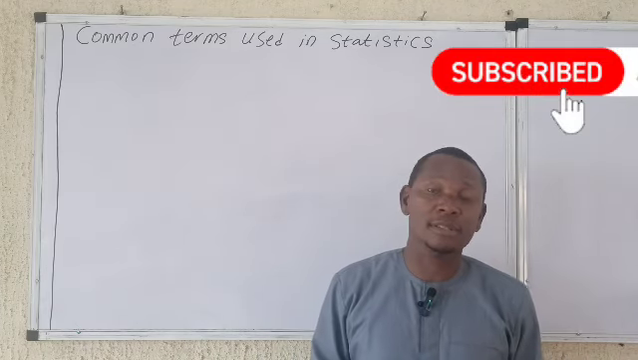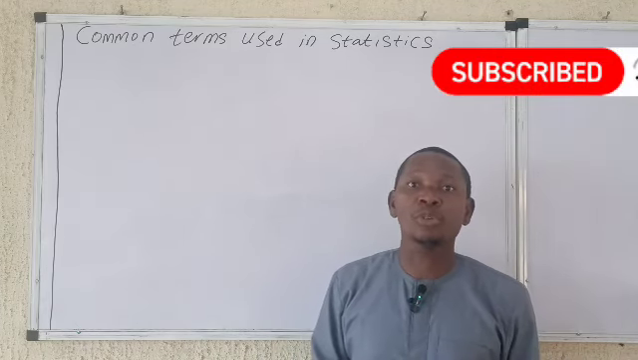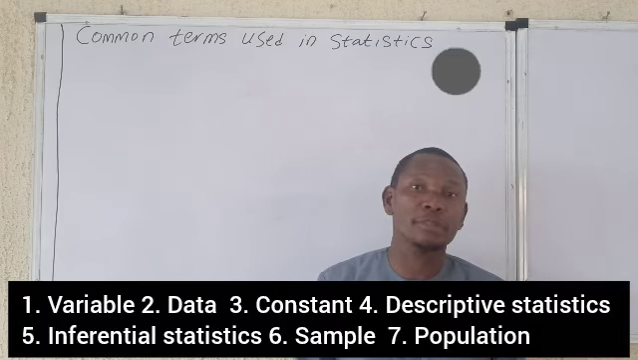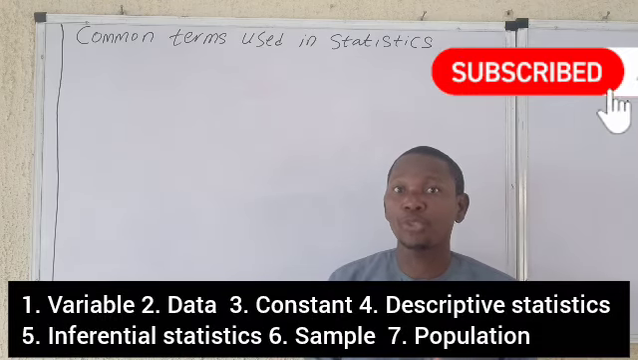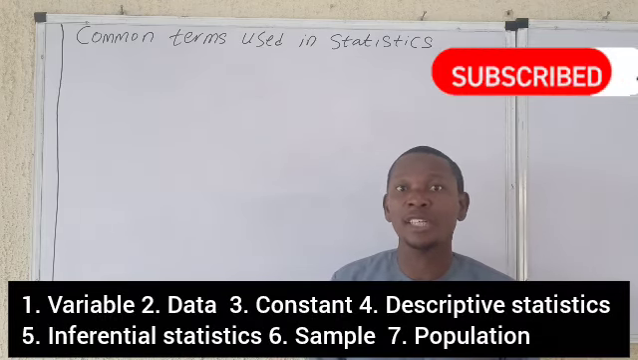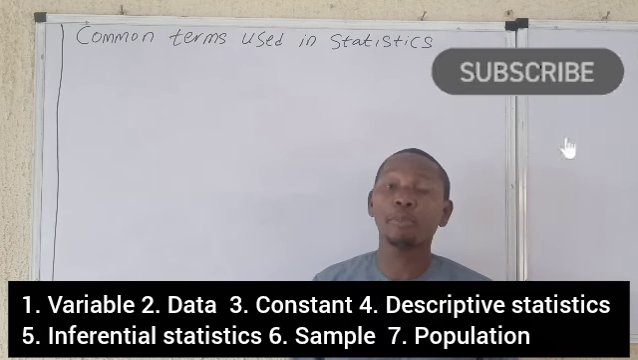In today's class, I'm going to be defining or explaining some common terms that we use in statistics or biostatistics. Some of the terms I'm going to explain are variable, data. We'll talk about descriptive statistics, constant, inferential statistics. We'll talk about sample and even population.